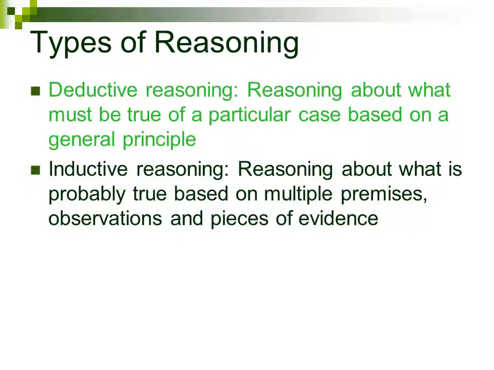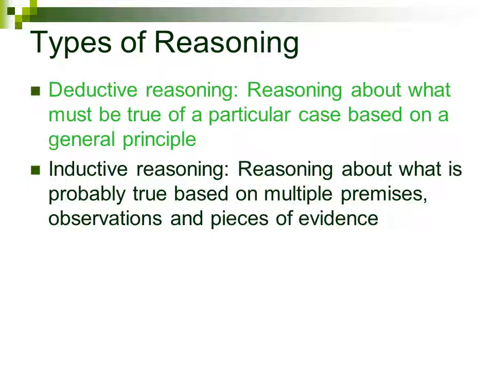So with deductive reasoning, we are trying to figure out what must be true of a certain case based on a general principle. One of the examples we looked at is if someone is a man, then that person is mortal. Socrates is a man, and therefore what can we conclude from these pieces of information? Well, what must be true based on those pieces of information is that Socrates is mortal.